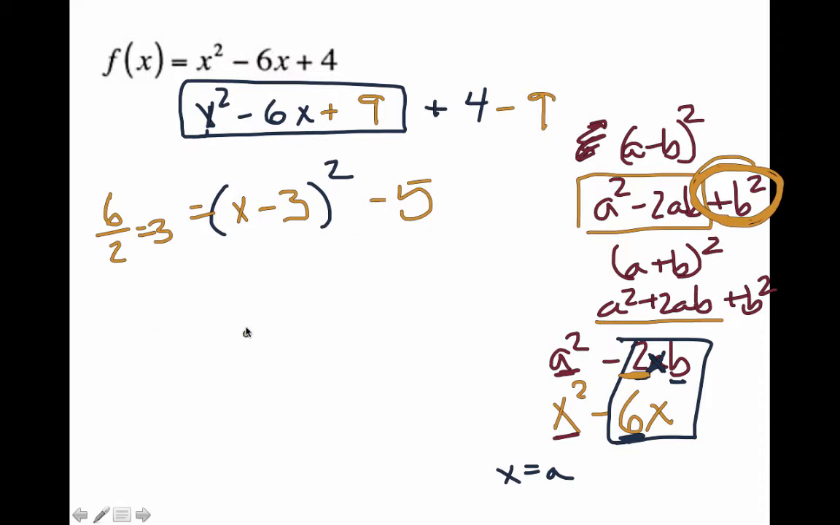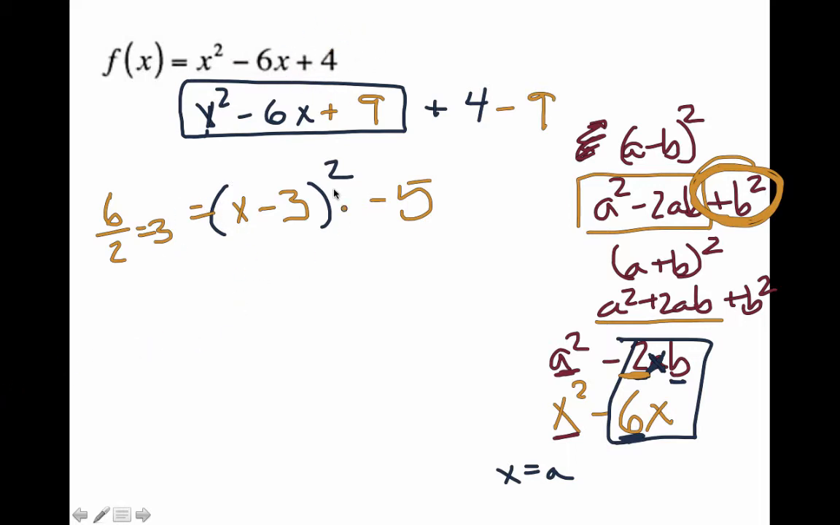And if you go back and look at the graph, you would see this exact same idea, that you have a positive 3 as the x-coordinate of the vertex, a negative 5 as the y-coordinate of the vertex. You can see the y-intercept of 4.